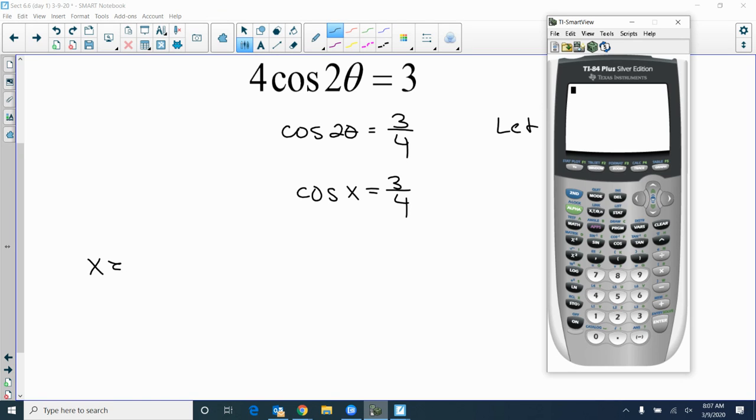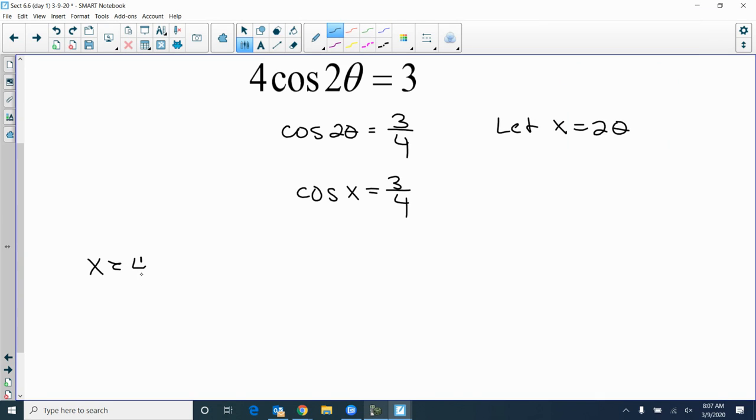All right. Cosine x equals 3/4. What'd you get? 41.4. So here's what I want you to do. 41.4 plus, what is the period for cosine? In degrees, 360. So plus 360n.